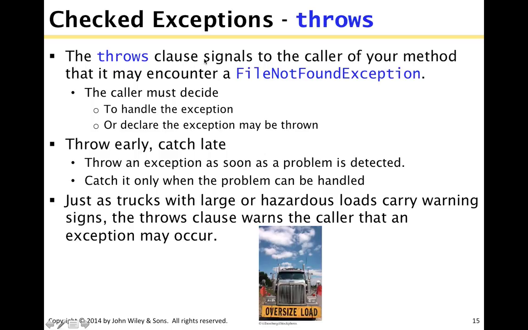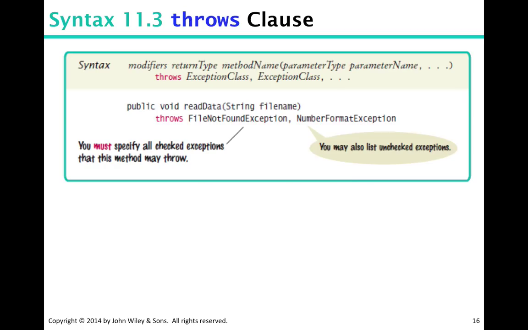So the throws clause that you define in the method header signals to the caller of your method that it may encounter a file not found exception. So the caller must decide to handle it, or the caller also could advertise the exception or forward it to some other callers. In general, the Java rule or suggestion is to throw an exception as early as possible, but catch it as late as possible. If you catch it late, you may have more information as to handling the situation correctly.